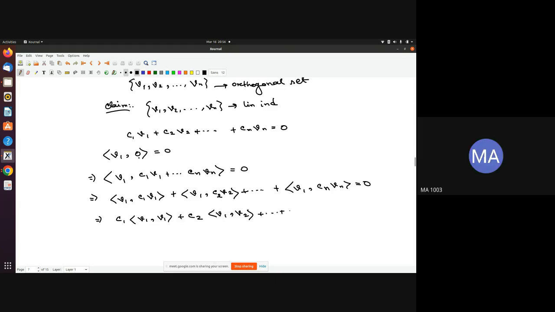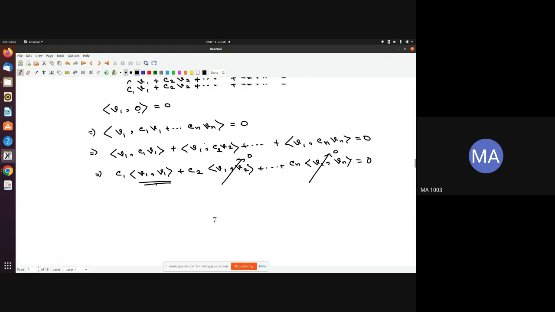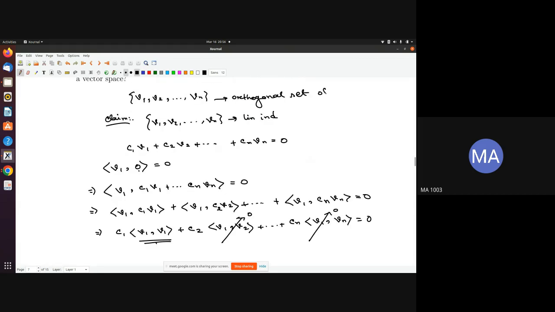Okay, now tell me what is happening. Apart from the first term, all the terms would be 0, because they are orthogonal. This first term is non-zero because this is a non-zero vector. All these Vi's are non-zero, an orthogonal set of non-zero vectors. So the only possibility is that the constant is 0.